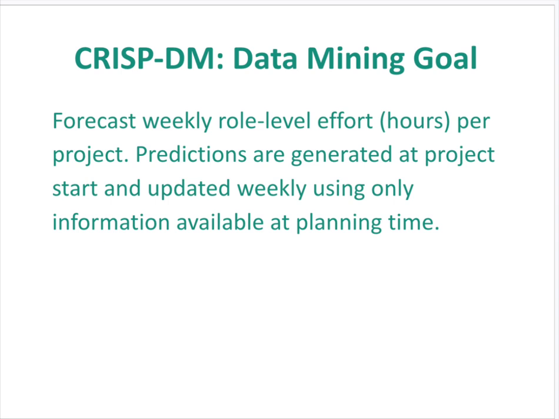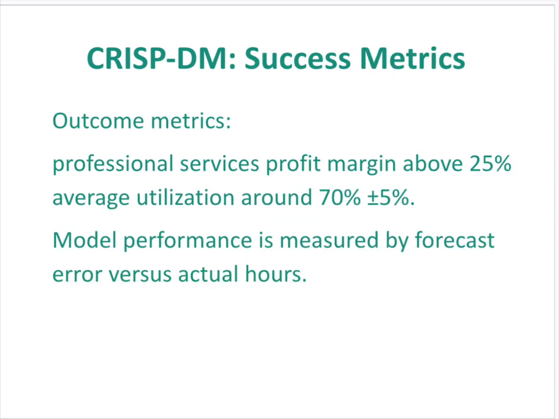The data mining goal is to forecast weekly role level effort per project. Predictions are generated at project start and updated weekly using only information available at planning time, and the plan, which is weekly updated by the PM. The outcome metrics are professional services profit margin above 25% and average utilization around 70% with a deviation of plus or minus 5% maximum. Model performance is measured by forecast error versus actual hours.